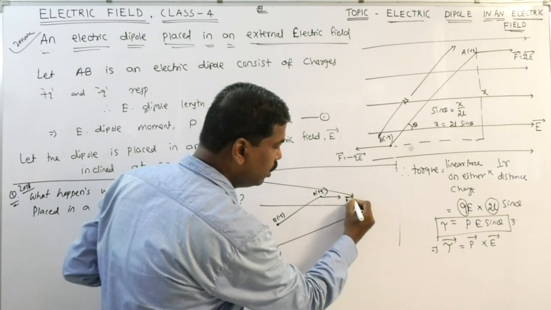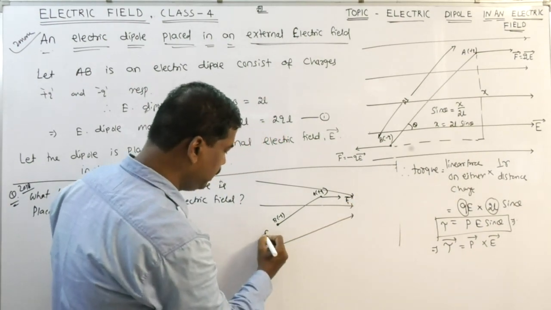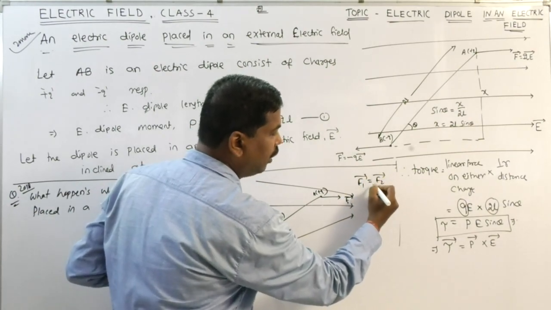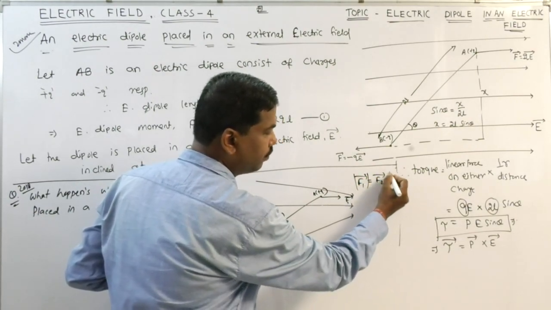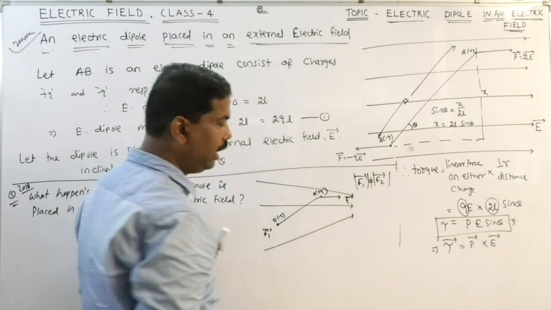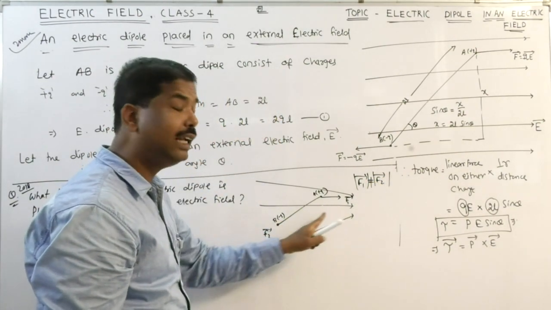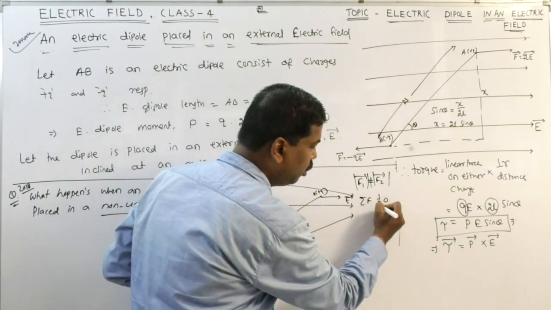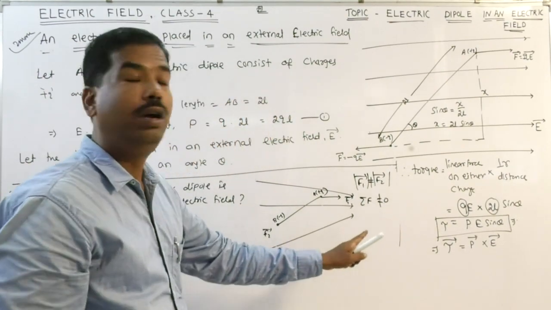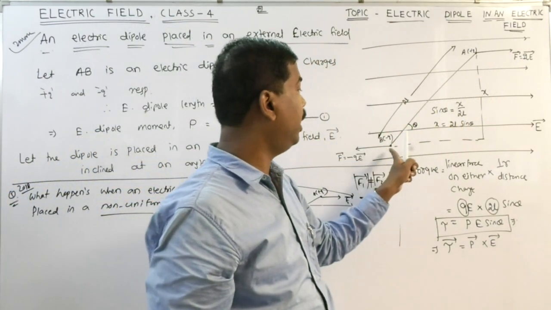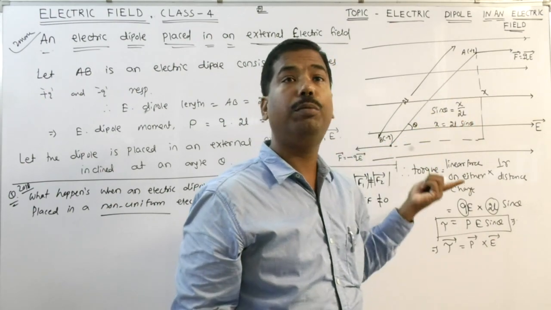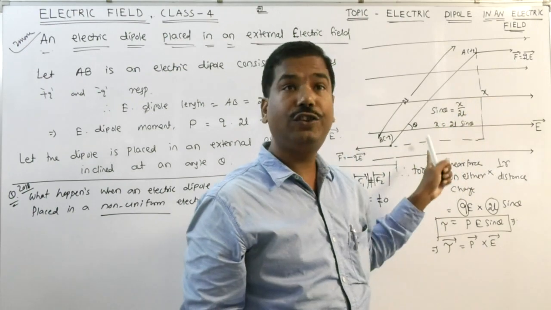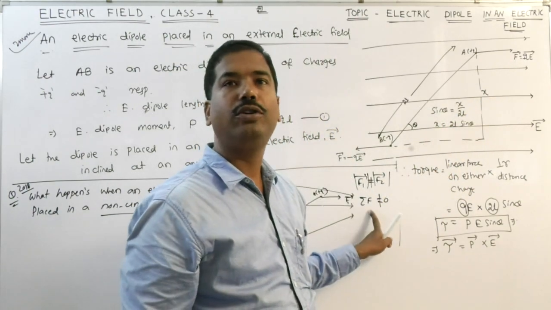So this force is F1 and this is F2. F1 is not equal to F2, because the electric field is not equal. That's why the net force, the summation of forces, is not equal to 0. But in the uniform case, force F is equal to QE. Here the electric field and here the electric field are both the same, and the magnitude of charge is the same, so the force is 0. But in this case, the forces are not equal.